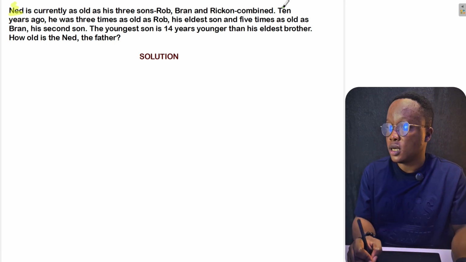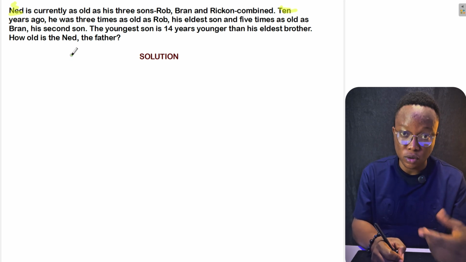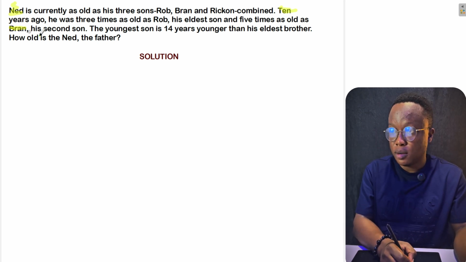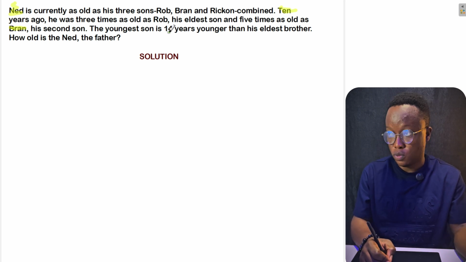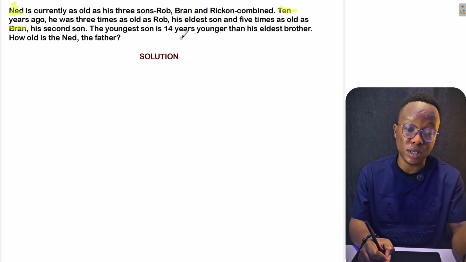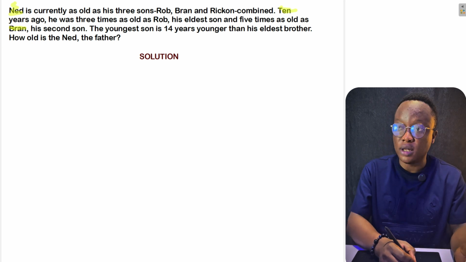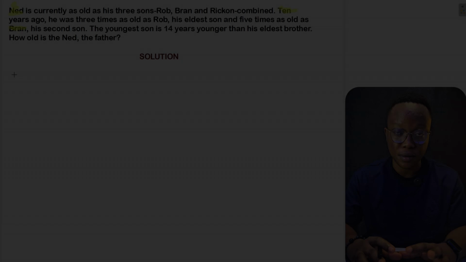What can I do? 10 years ago, he was 3 times as old as Rob, his first son. You know Rob is his first son, yes? 5 times as old as Bran. And the youngest son, which is obviously Rickon, is 14 years younger than his eldest brother. How old is Ned, the father? And this is our task: to find out how old Ned is right now.